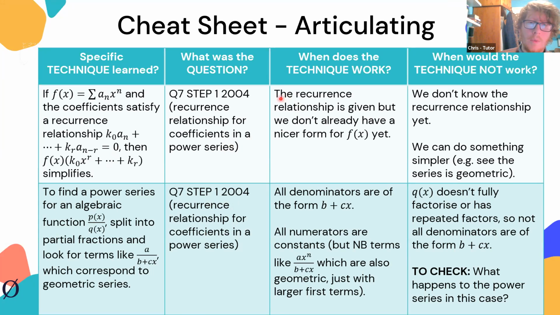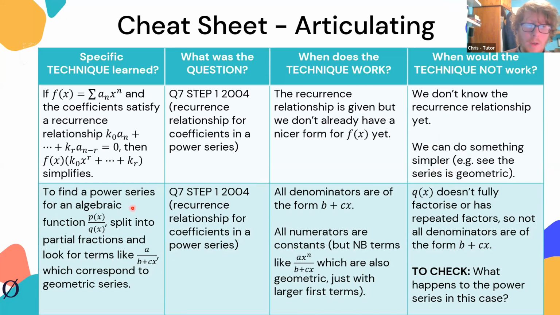So this worked when we were given the recurrence relationship, but we didn't already have a nice expression for f of x. So if we didn't have the recurrence relationship, or if we already had the expression for f of x as the sum of two fractions, then we wouldn't be able to do this, or we wouldn't need to. But that's kind of what the second column says. If we don't know the recurrence relationship, or we can do something simpler, then we won't use this.